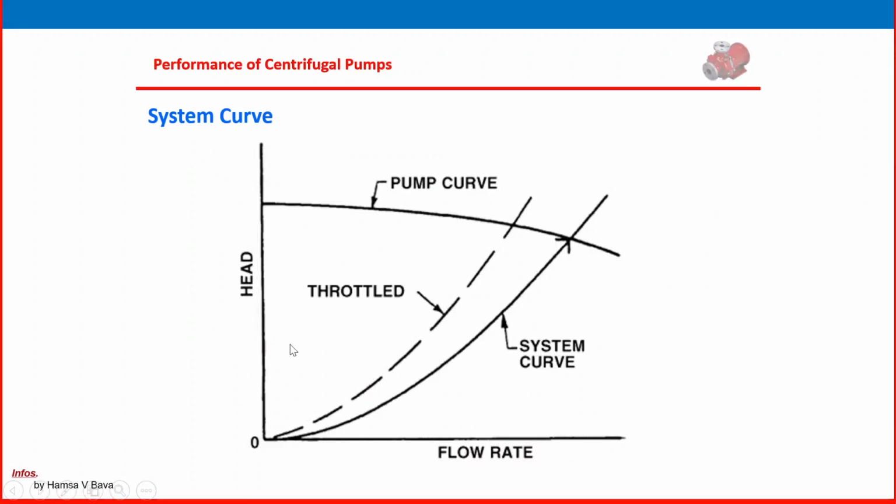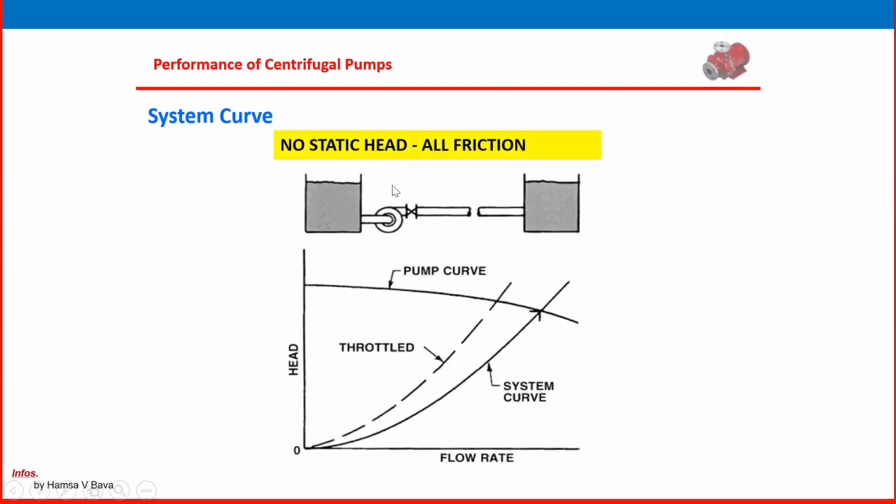This is the ideal condition, head and flow rate. This is the pump curve, which we explained earlier. This is a system curve, and this is the throttling curve. Let us see the condition where a pump is running with no static head, only friction loss. In that case the system curve and pump curve are identical, and here the system curve and throttle curve are there. It is crossing the pump curve at this point.